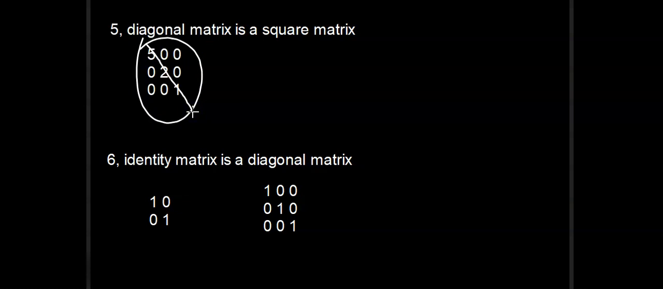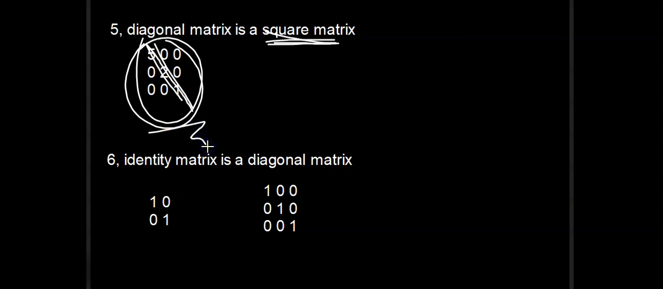In addition to that, it must be a square matrix all the time. To be a diagonal matrix, it must be a square matrix. There's also a number in the diagonal, and every other part of the matrix must be 0, and only the diagonal part has to be a number to be a diagonal matrix.